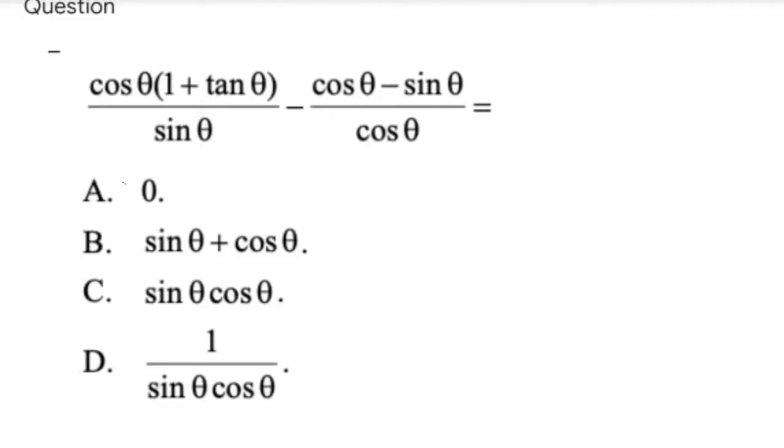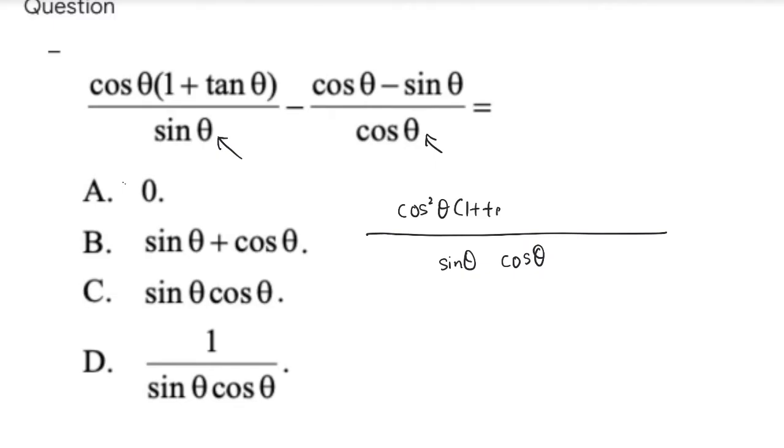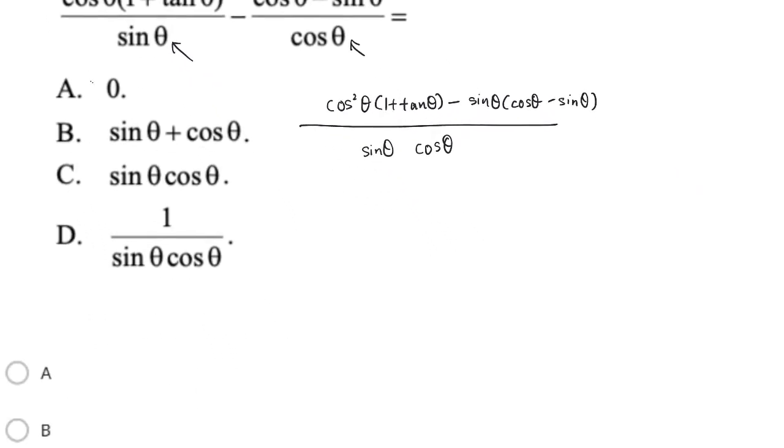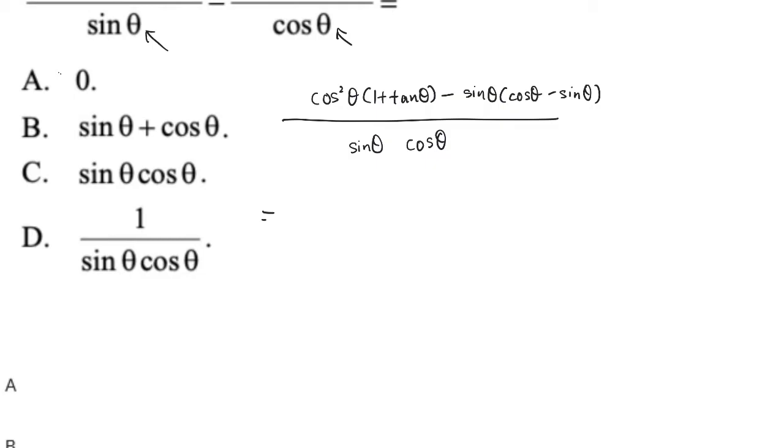For this one, it looks a little bit difficult, but it is still very straightforward. First, consider they have different denominators, so you have to expand it. The meaning of expand it is you find the same denominator. So for the first one, it becomes cosine square theta times 1 plus tangent theta. For the second one, it will become sine theta times cosine theta minus sine theta, like this. And then you will see it will be like this.